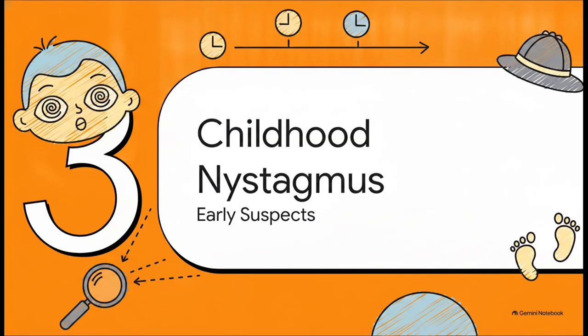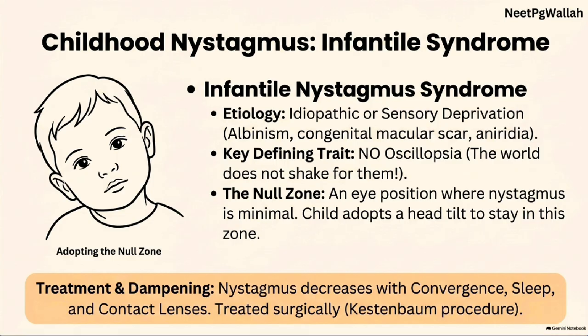Let's shift our investigation to the pathological types that show up early in a kid's life. First up is infantile nystagmus syndrome. This can be idiopathic, meaning we don't really know the cause, or it can stem from sensory deprivation like albinism. The absolute crucial takeaway here is that these kids do not experience oscillopsia. What does that mean? It means the world isn't physically shaking for them. To cope, they naturally tilt their heads to find a null zone, which is just a fancy way of saying an eye position where the shaking minimizes.